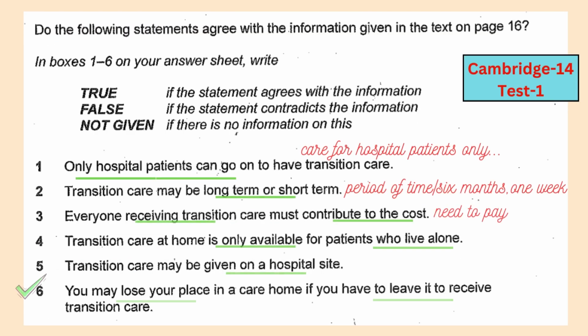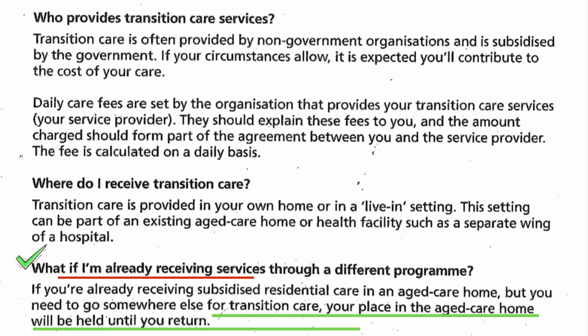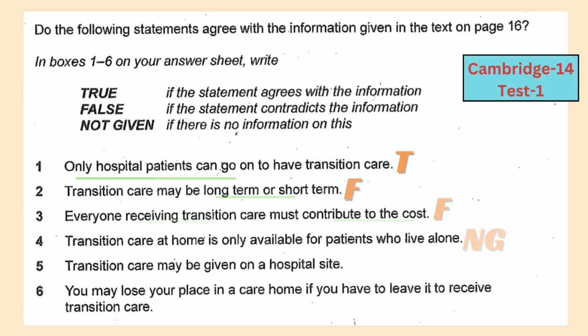Number 6 is you may lose your place in a care home if you have to leave it to receive transition care. In the last paragraph, what if I'm already receiving services? So it's clearly mentioned that if you are already receiving but you need to go somewhere else for transition care, your place in the aged care home, that is the care home we already know, will be held until you return. It means the statement is false. It's not like you will lose your place. So this is the way you can easily locate your answers.